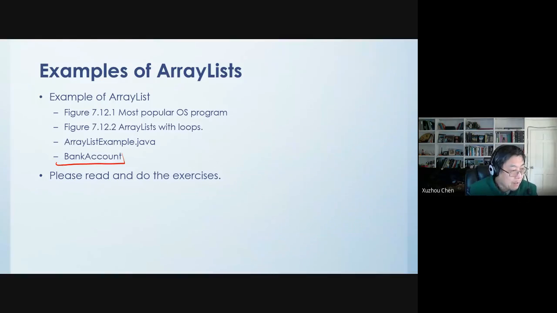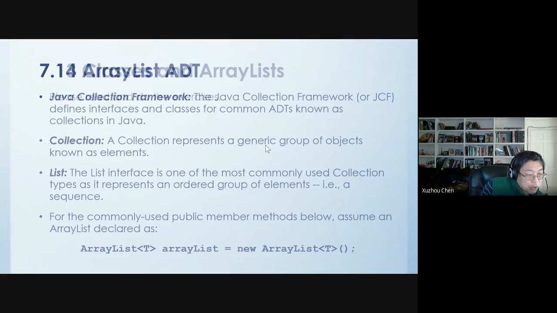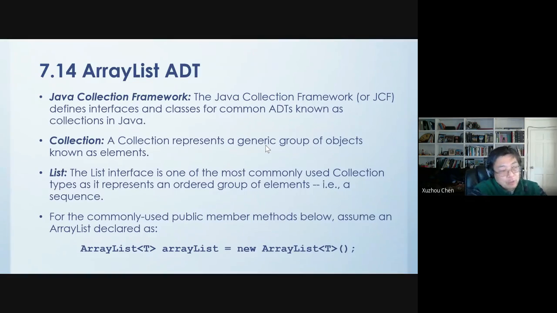So today, I'm going to continue to finish up chapter 7, the array lists and the classes and array lists. In general, when we use the array list, as I mentioned, the array list can be created for reference variables and for reference types.